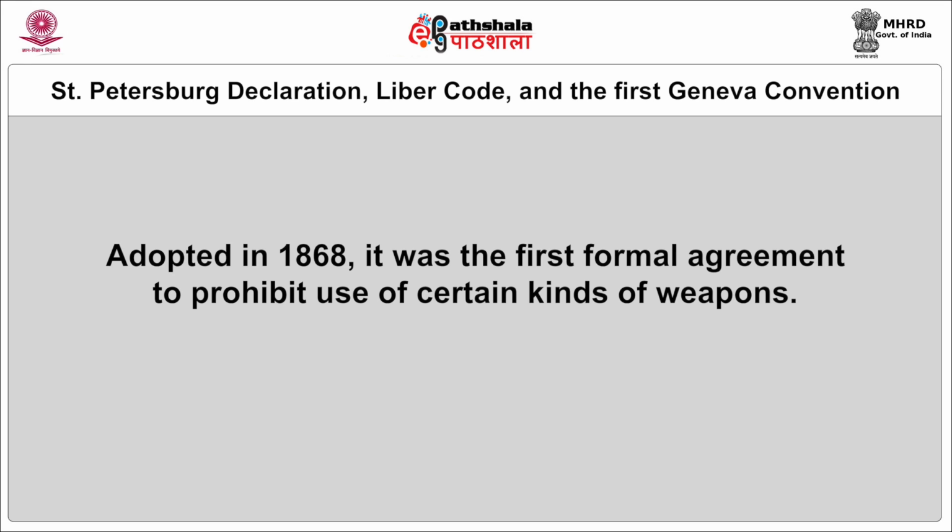Adopted in 1868, it was the first formal agreement to prohibit use of certain kinds of weapons. The declaration, which was provoked by the invention of exploding bullets, confirmed the customary rule according to which the use of arms, projectiles and materials of a nature to cause unnecessary suffering is prohibited. It defined winning the war as the only justified military objective.